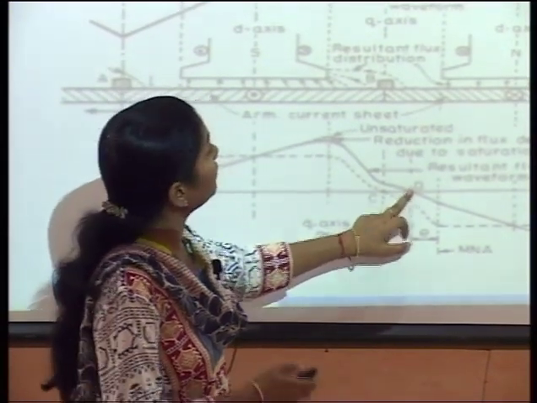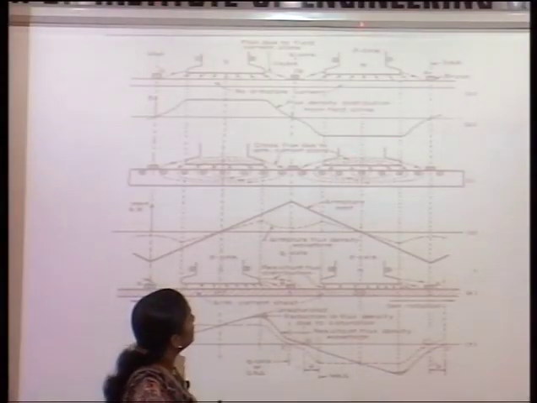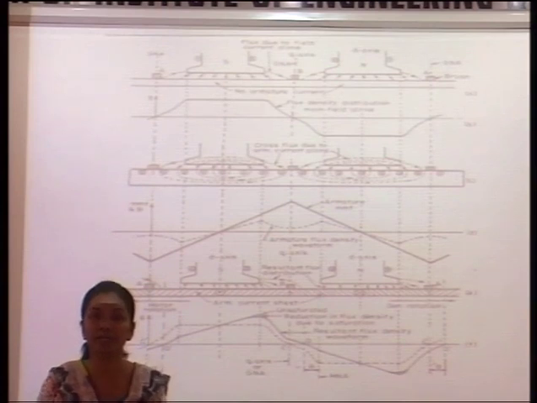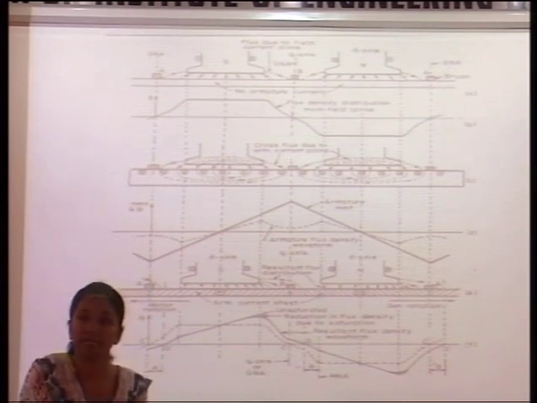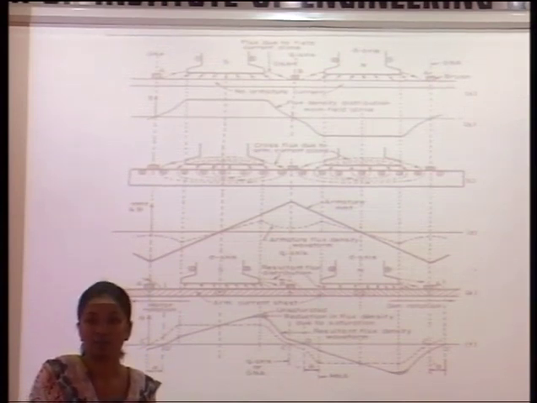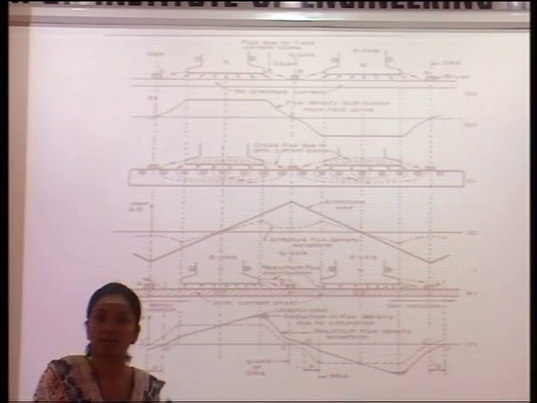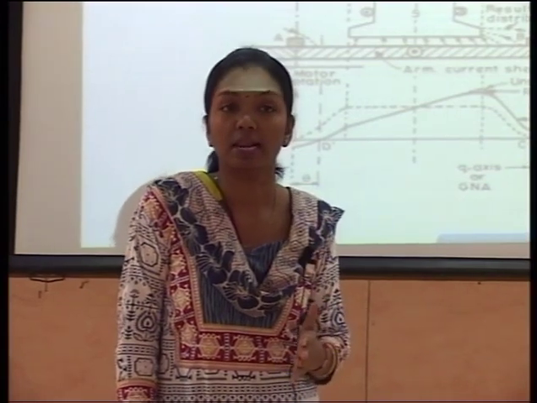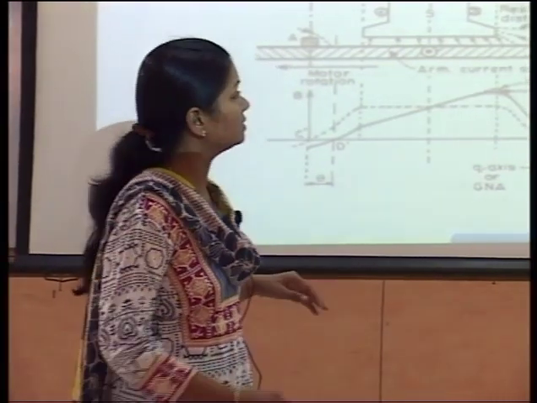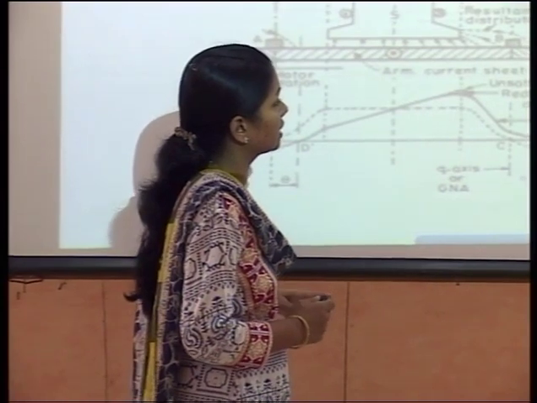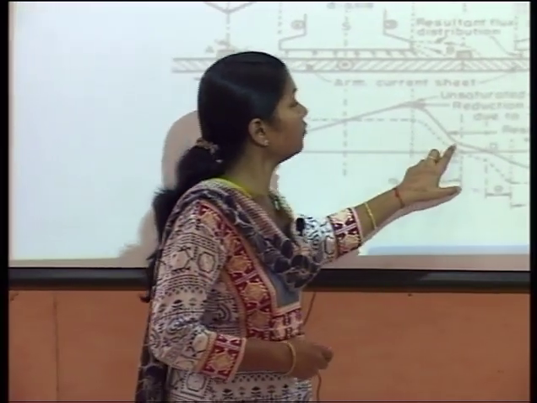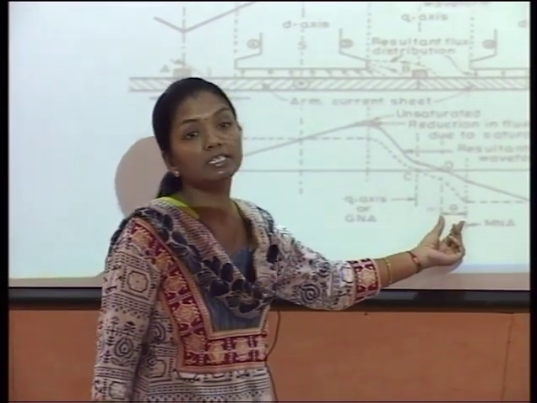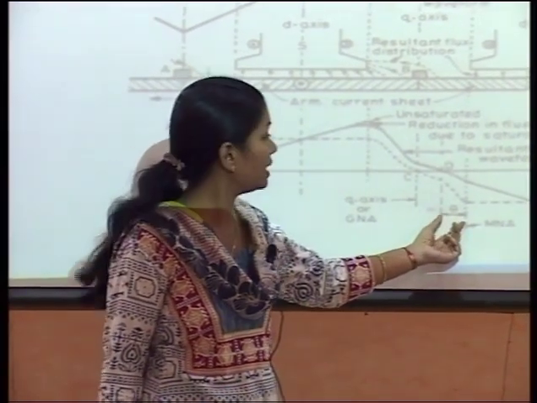So, first effect that we have investigated, that is the shift of neutral axis. Earlier the geometrical neutral axis was the magnetic neutral axis. That means along the geometrical neutral axis, the zero flux density was aligned. But when we have considered the effect of armature reaction, then the zero flux density position has been shifted by some angle which is known as the theta angle.